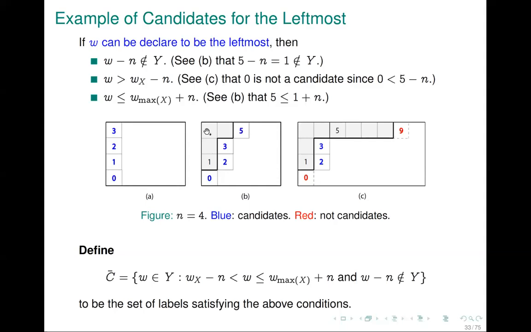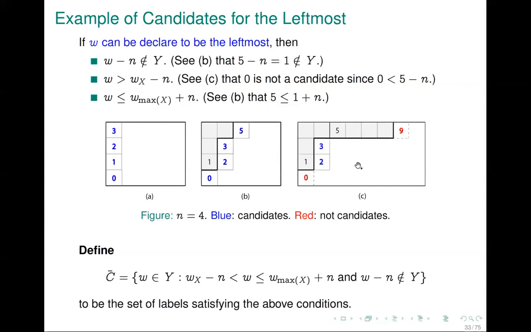The second item: W is greater than W_X minus N. Let's see this example. 0 is not a valid candidate since here W_X is 5, and 5 minus N is 1, which is greater than 0. So 0 is not a valid choice. The third item is W maximal X plus N is greater than W. Basically this says you cannot have something far away from the previous steps. I define C bar to be the set of tiles satisfying these three conditions.